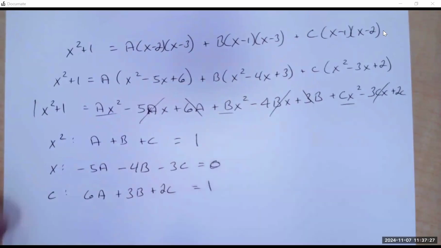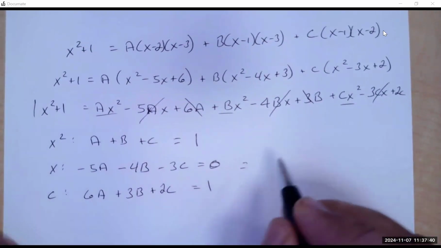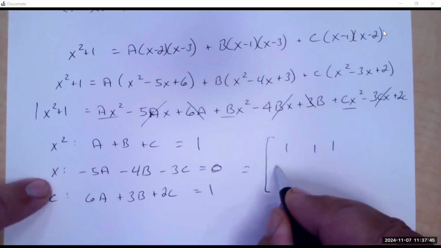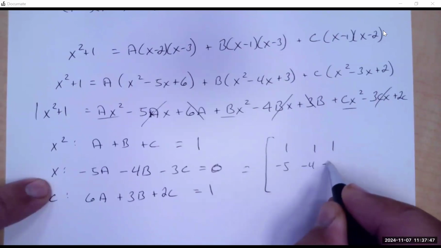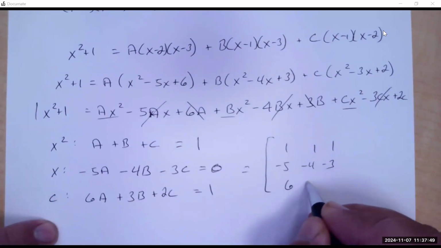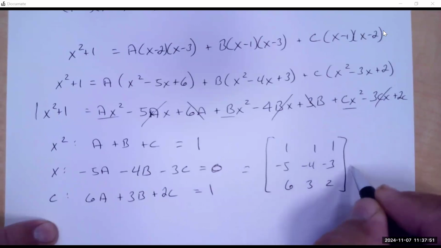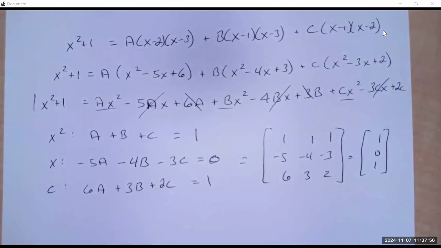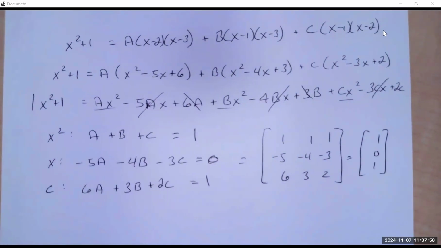Zero. Let's see. Now this looks familiar from the last question we did yesterday, because we have a matrix of 1, 1, 1, negative 5, negative 4, negative 3, 6, 3, 2, equal to 1, 0, 1. We could do the same thing we did last time, but here's a shortcut.